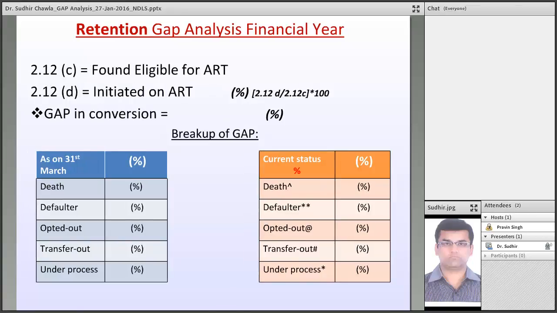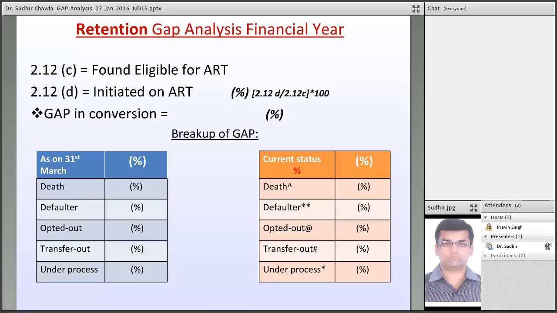Similarly, for those who are found eligible, and out of that those who are initiated on ART, we can get the percentage as 2.12D, that is initiated on ART, divided by 2.12C, that is eligible for ART, into 100. So we will get the percentage of patients initiated on ART out of those eligible during the financial year. And similarly, we may get some gap in this conversion. There may be some patients who are eligible but not initiated on ART. That percentage can be reflected separately, and the breakup can again be divided into the 5 major heads.